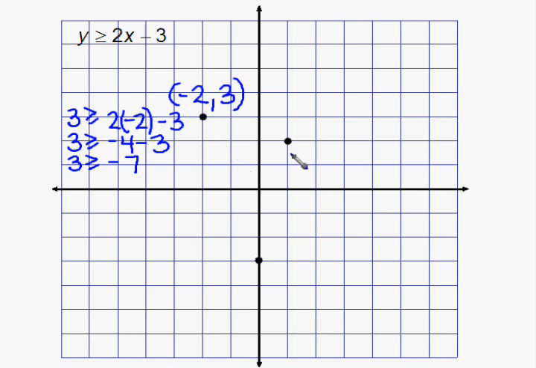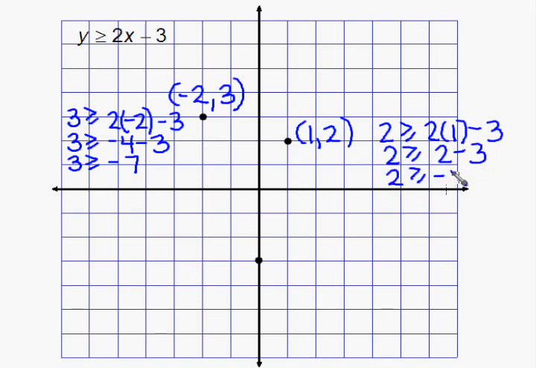If we look at the ordered pair 1, 2, and replace x with 1 and y with 2, our linear inequality would become 2 is greater than or equal to 2 times 1 minus 3. In other words, 2 is greater than or equal to 2 minus 3. 2 is greater than or equal to -1. And since 2 is greater than -1, this point satisfies the inequality and it would be considered a solution.